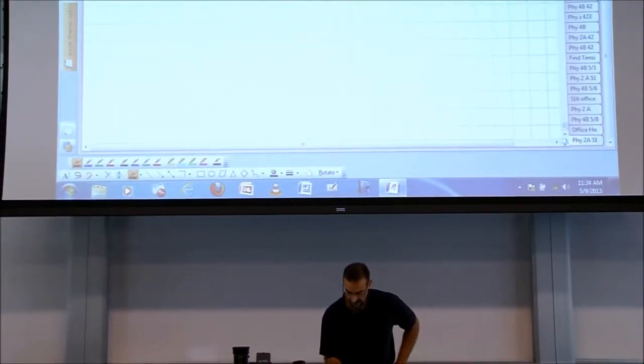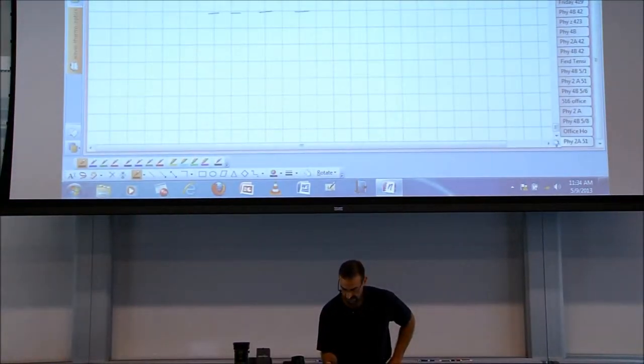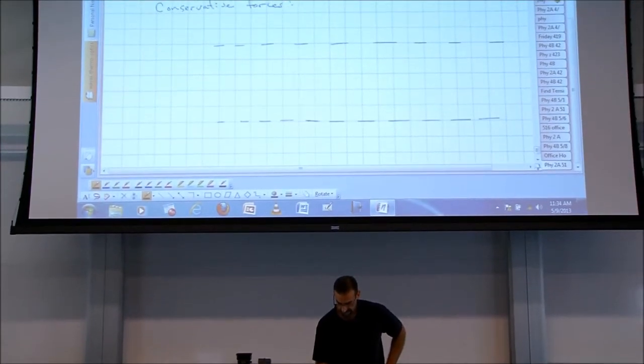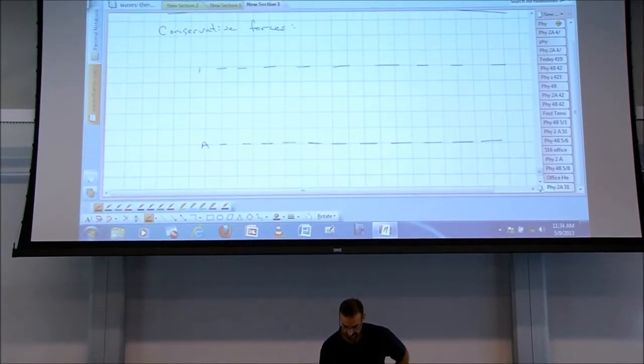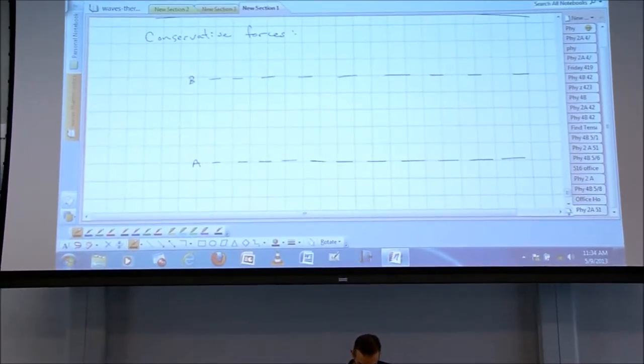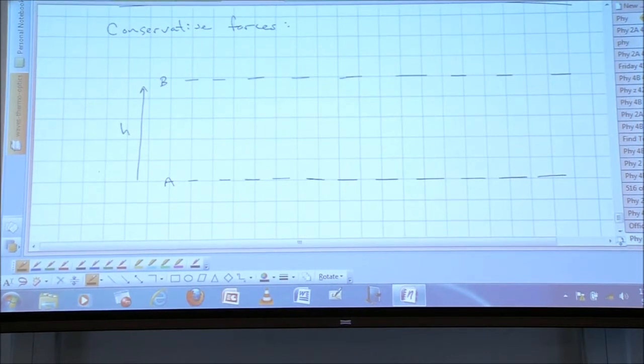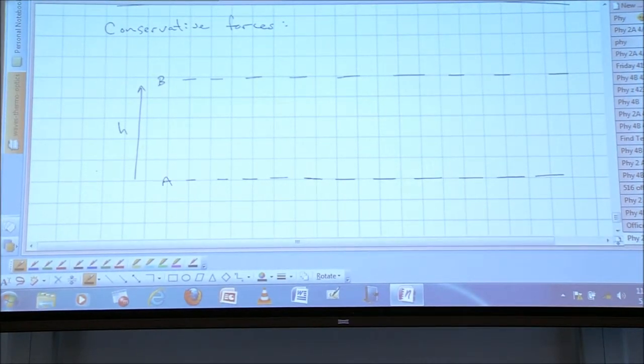We want to lift an object up from height A to height B, some distance h. And first, I'm just going to lift it straight up from A to B. Here's our initial spot, and we're just going to lift it straight up, and that's our final spot.